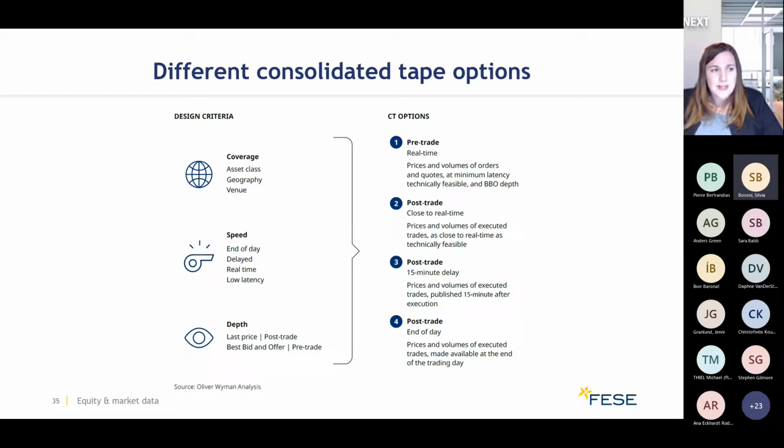In terms of the consolidated tape, we look at the design criteria. So in terms of coverage, what should be included in that tape? What data should be included, and what not? What you see in the current proposal from the European Commission is that it should include all asset classes, and also all the markets, so all the venues, including over-the-counter and systematic internalizers. Everything has to be included. And then in terms of speed, they have now opted for a real-time tape. Real-time in this case means close to real-time, as close to real-time as possible.